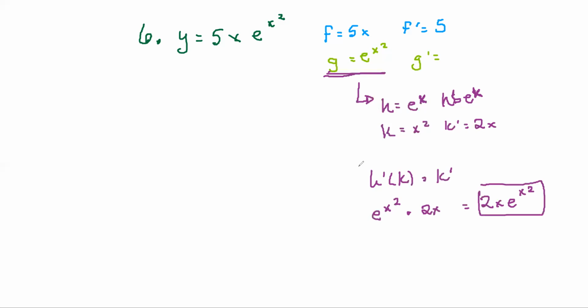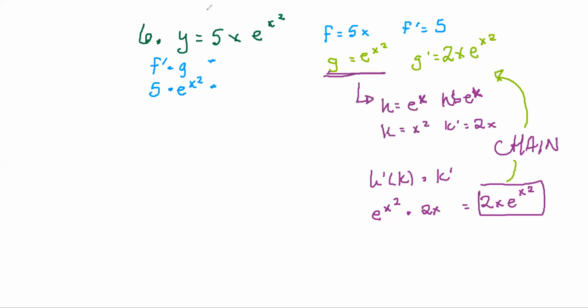So now that I've used the chain rule to figure out what the derivative of g is, I can put this all the way up here where it belongs, and then put all of my pieces together and say this is f prime times g plus f times g prime. So to simplify this, it's going to be 5e to the x squared plus 10x squared e to the x squared.